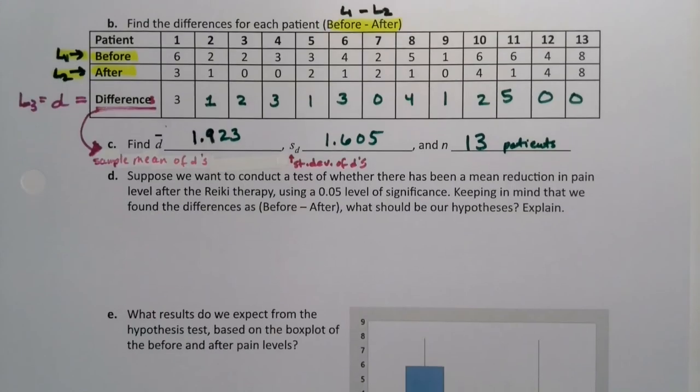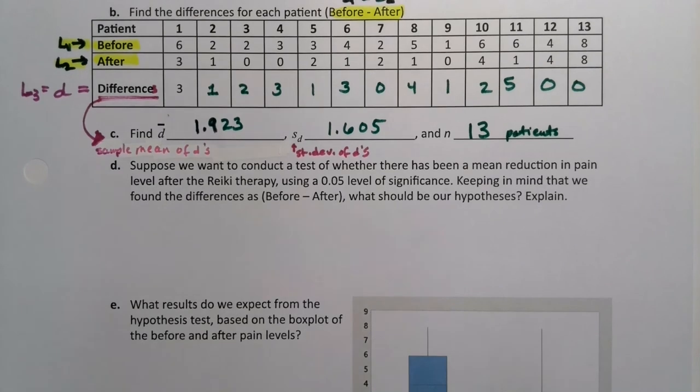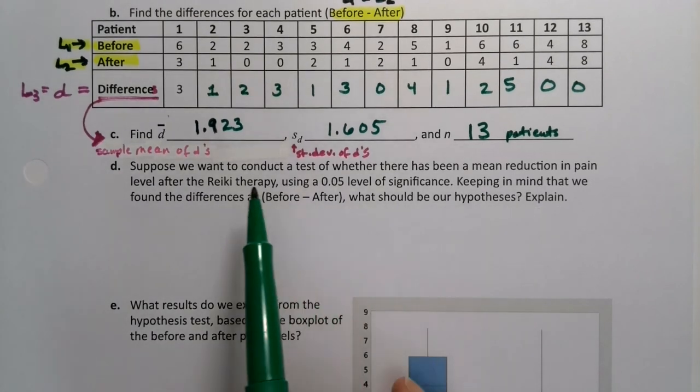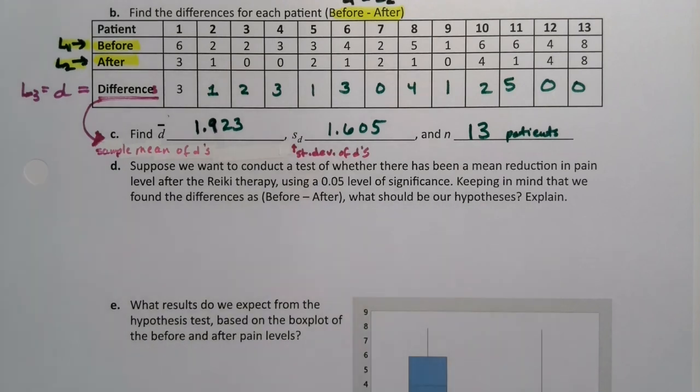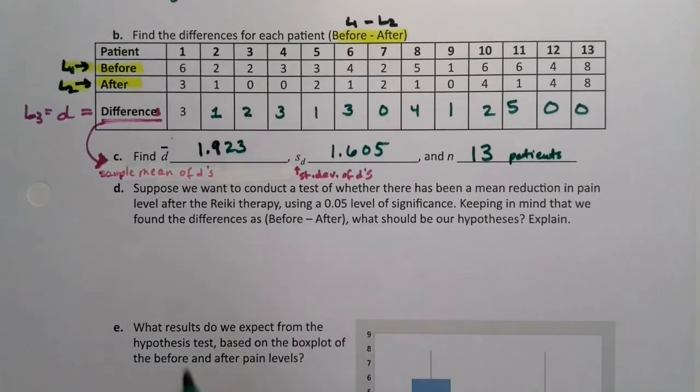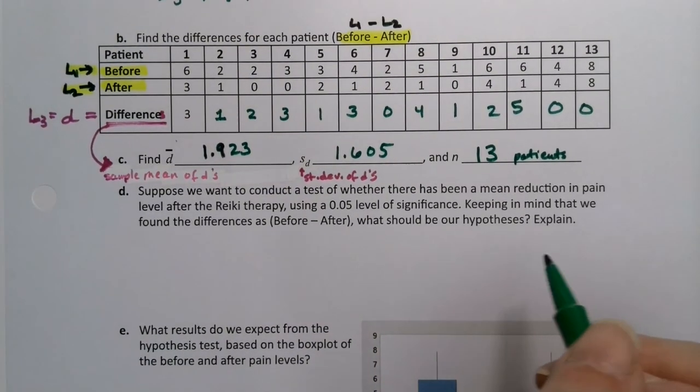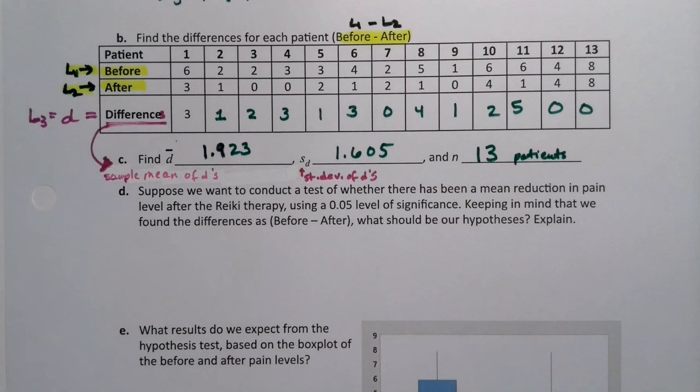All right, now suppose we want to conduct a test of whether there has been a mean reduction in pain level after the Reiki therapy using a 0.05 level of significance. Keeping in mind that we found the differences, what should be our hypotheses? We're not actually doing the whole test here, obviously, because there's not enough space. But what would we do to make those hypotheses?